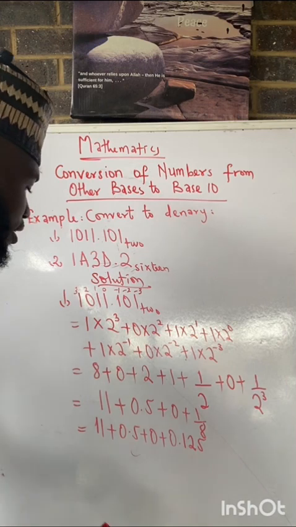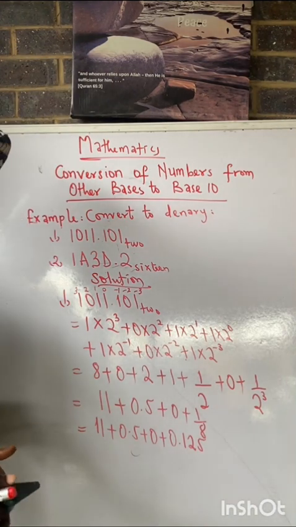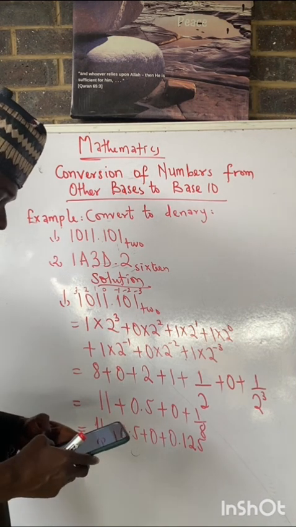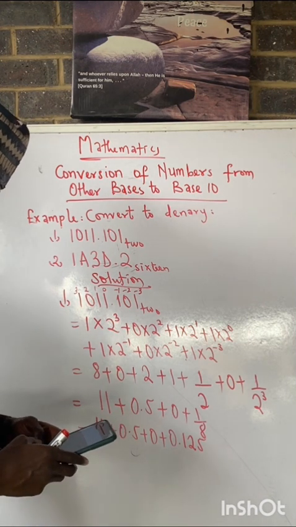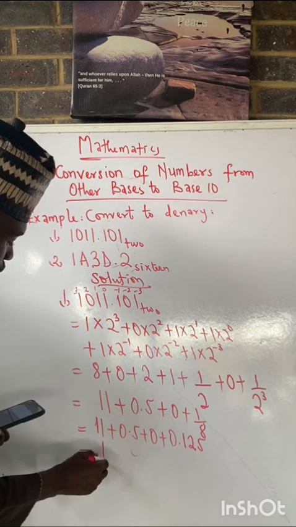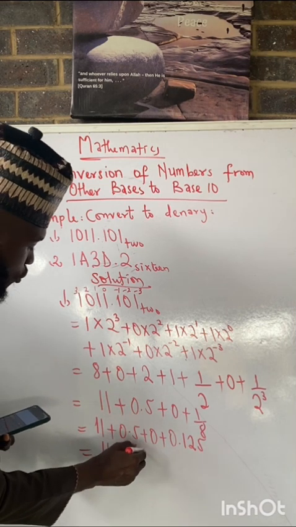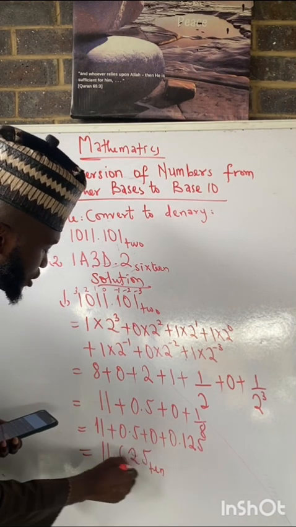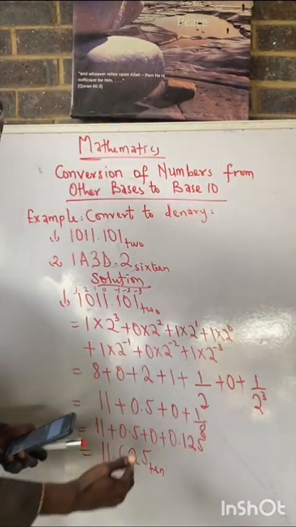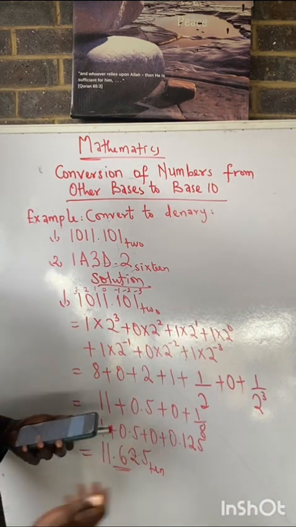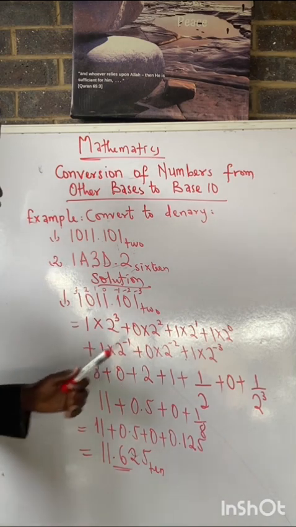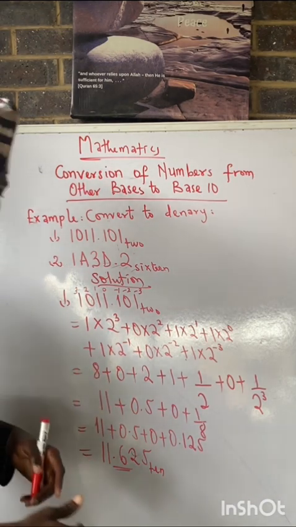Let's add together. 11 plus 0.5 plus 0.125. That will give us 11.625 base 10. So this is how we handle this type of question and any other similar question like that. But the second question here, which is question 2, we are going to solve that now also.